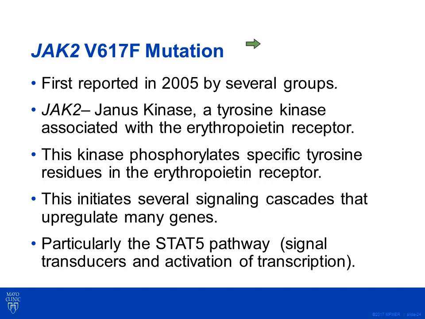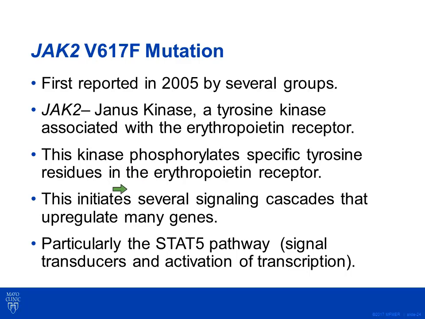As many of you know, the JAK2 V617F mutation is now extremely important in the diagnosis of this disorder, polycythemia vera. This was first reported in 2005 by several groups independently. JAK2 refers to Janus kinase, is the name of the gene. This is a tyrosine kinase associated with the erythropoietin receptor as well as other receptors. This kinase acts to phosphorylate specific tyrosine residues in the erythropoietin receptor.